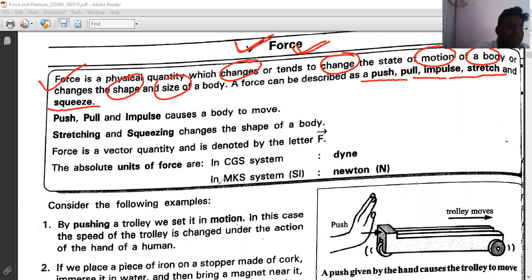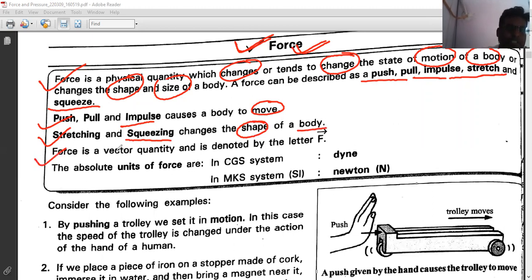The next point: force is a pull, push or impulse that causes the body to move. So the main purpose of force is to move the body from one point to another point, or to stretch or squeeze the shape of the body.